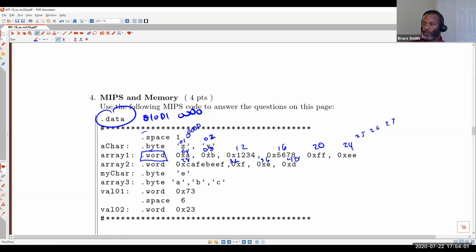So that's all this one is really testing, whether or not you get this idea of word boundaries. Bytes can be placed anywhere. Words can only start at multiples of 4. Here's the other big question. What address is contained here? Like, what is this guy's address?